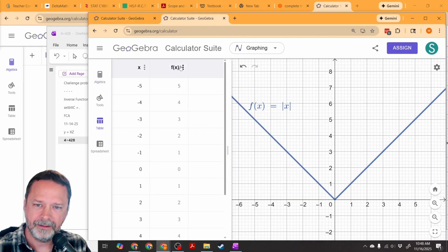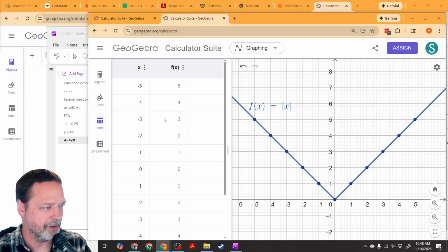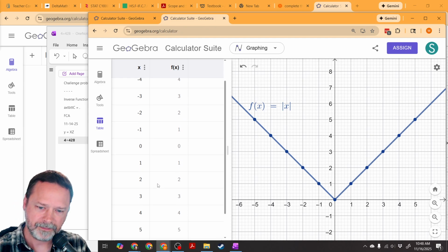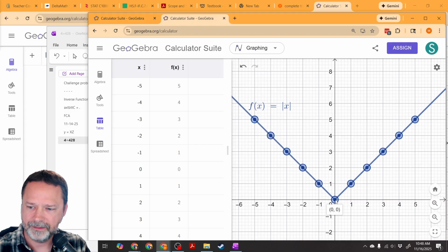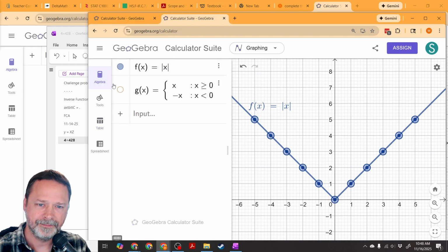Let me see. If we go ahead and show the points now, we got our table right here. As you can see, you plug in a negative, you get a positive. Absolute value of negative 3 is 3 because it's that far away on the number line from 0. Of course, positive numbers work the same way. We have 0, 0. That's kind of our vertex of 0, 0 centered right there. We can see that right here, 0, 0. And that's our absolute value.